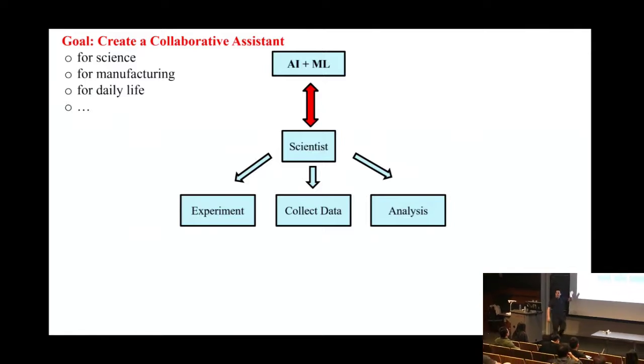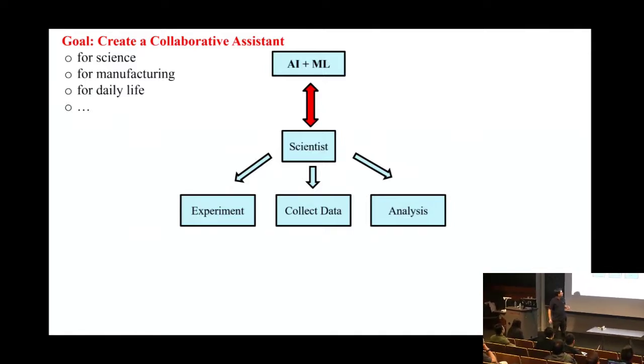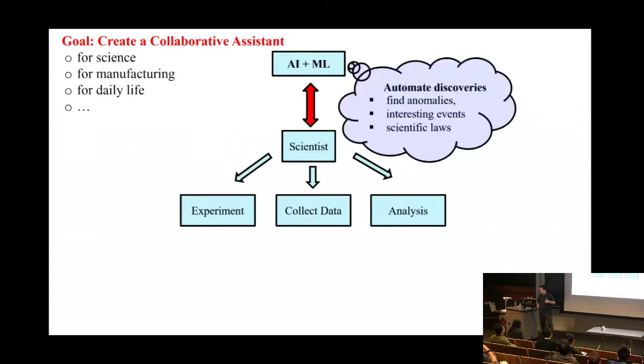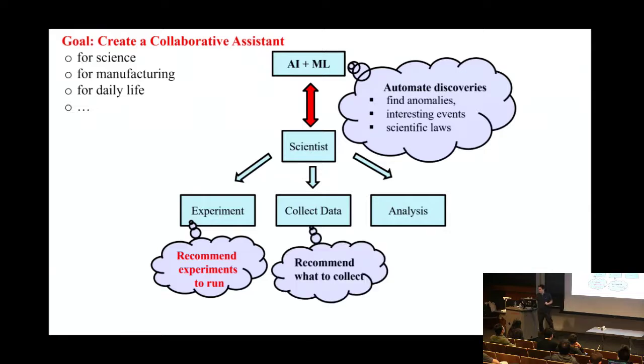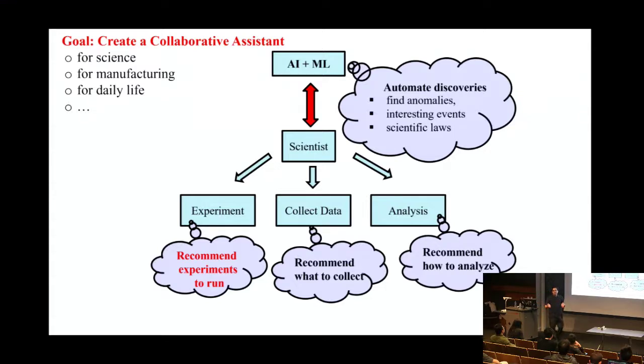So I would like the scientists to interact with AI and machine learning agents. And these agents should help the scientists to make automatic discoveries, to find anomalies in the data set, find interesting events, or find even new scientific laws that we didn't know about. I also want these machine learning algorithms to recommend new experiments to run, and I will focus mostly on this today, and recommend what data to collect and how to analyze the data. And ideally, we would like to reach the point when at some point these algorithms are so useful for scientists that the scientists want to list the name of these algorithms as co-author on their papers. Okay, so we are not there yet, but that's the goal.